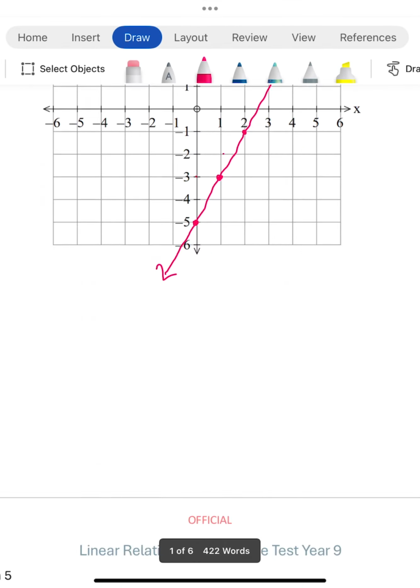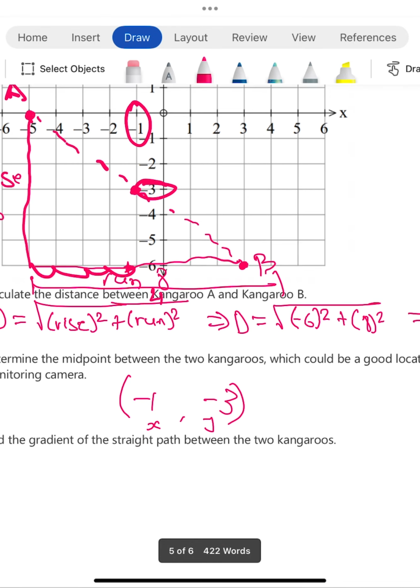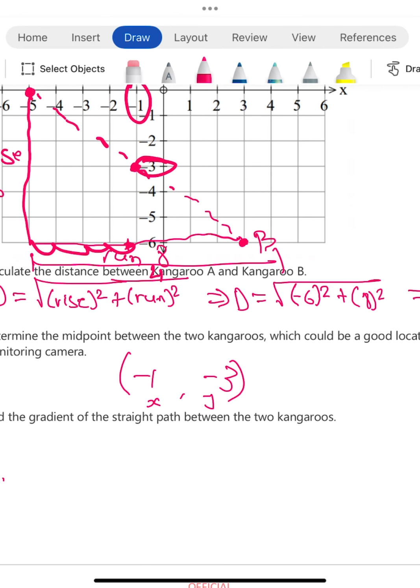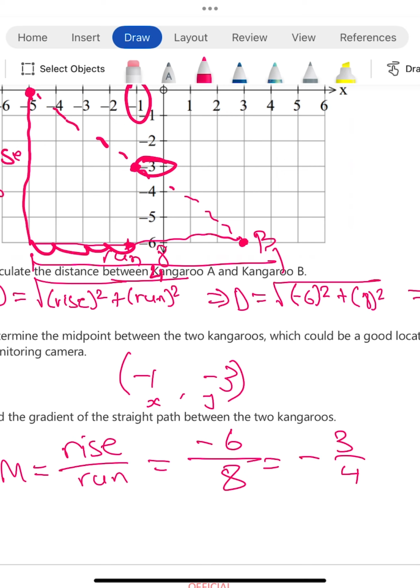All right, for this last one here, where we're asked to find the gradient. If you guys remember, gradient is equal to rise over run. In this case, the rise was -6 and the run was 8. All right, so we end up with -3 out of 4. And that's my answer. That's my gradient.